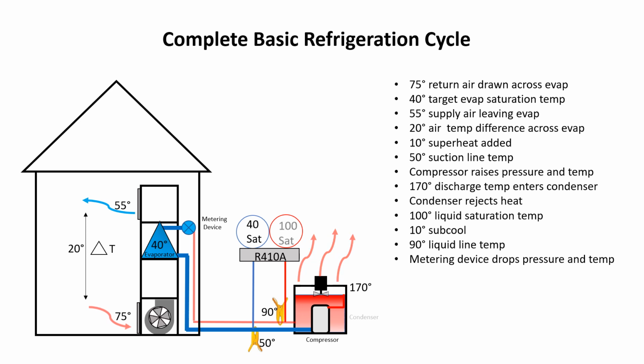The liquid refrigerant travels through the liquid line and enters the metering device as a high pressure liquid. The metering device restricts the refrigerant flow and drops the pressure back down to 118 psi, which corresponds to 40 degrees saturation. The temperature also drops too. That is how the evaporator is 40 degrees and can absorb heat, and the cycle repeats.